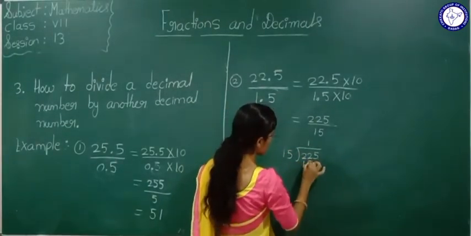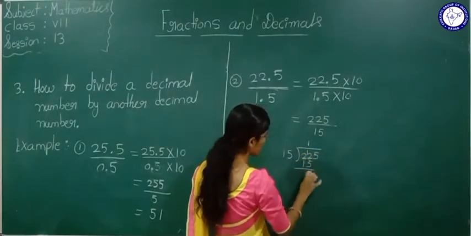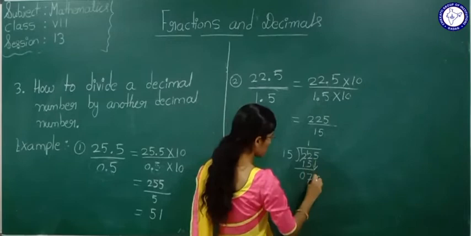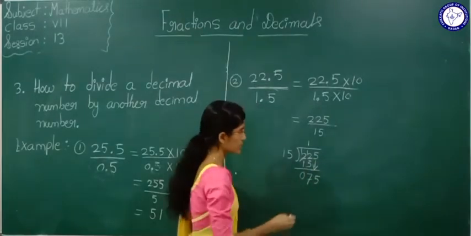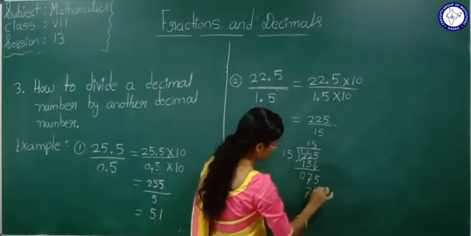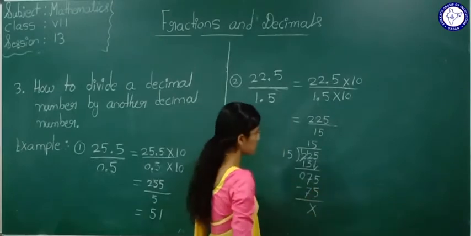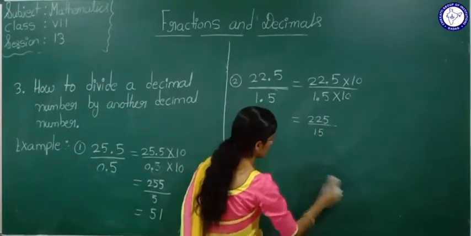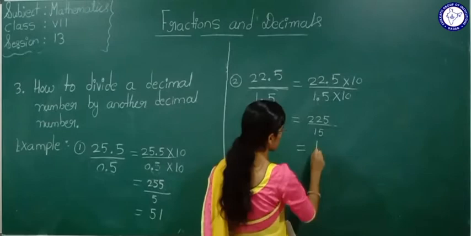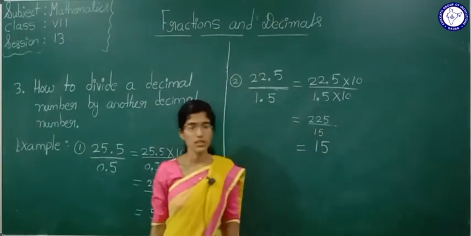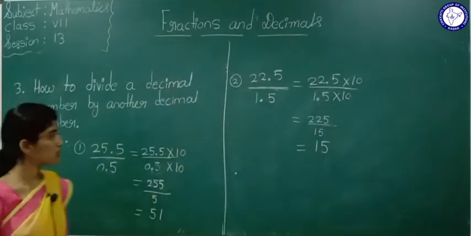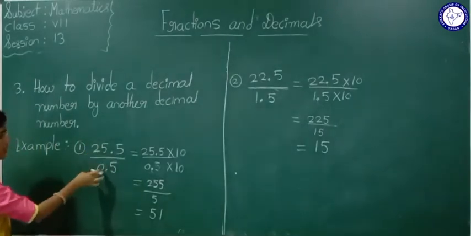15 ones are 15, 5 minus 5 is 0. Here 1 minus 1 is 0. Here will come 5. 15 5s are 75. So what is the answer? The answer is 15.